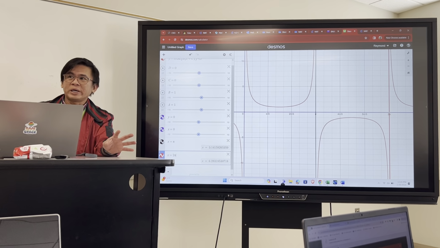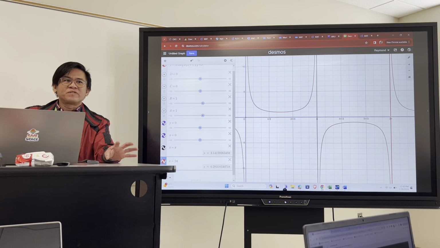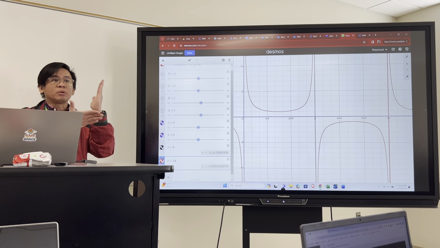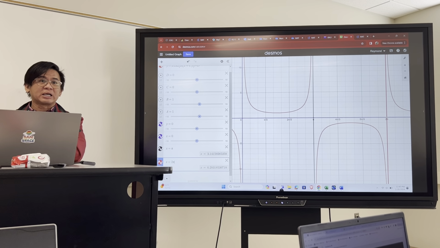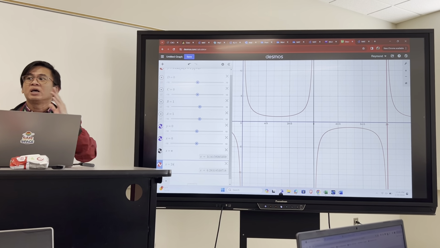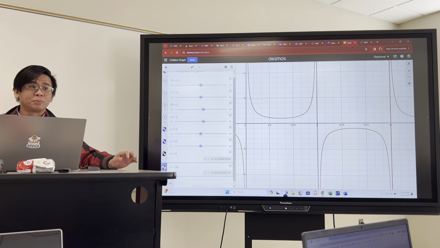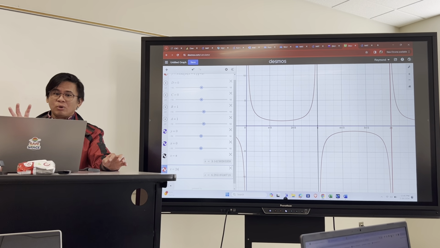So as you may notice in here, for a typical cosecant function, the vertical asymptotes happen at all the integral multiples of pi: 0, pi, 2 pi, 3 pi, 4 pi, 5 pi, 6 pi, and so on, and their negative counterparts as well. Are we good?